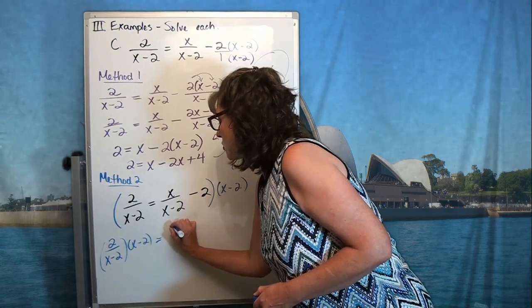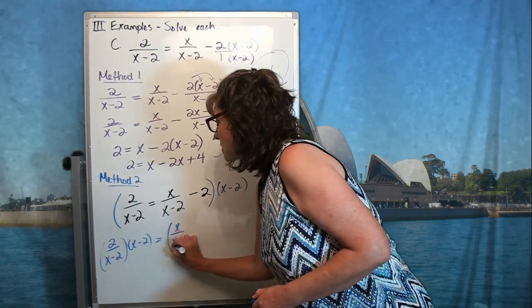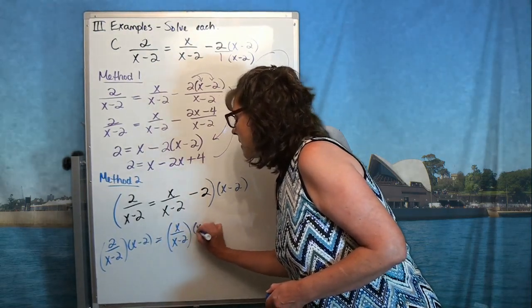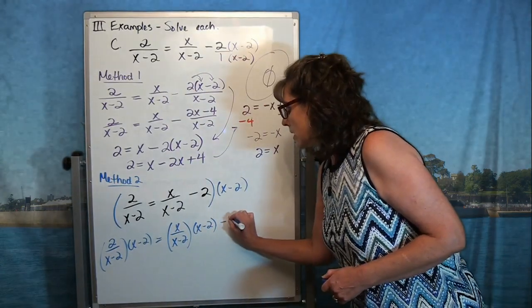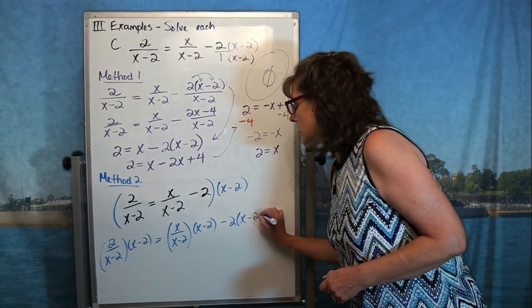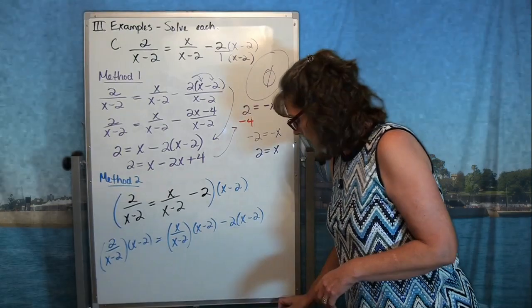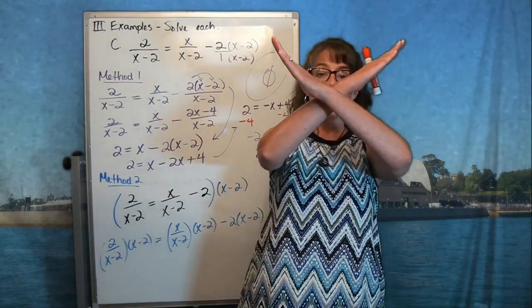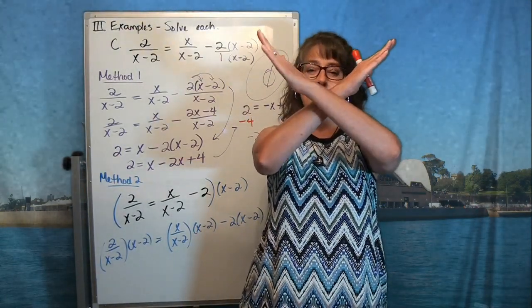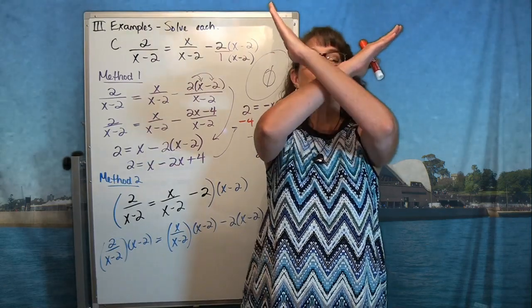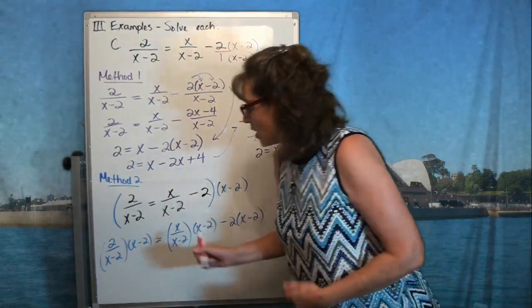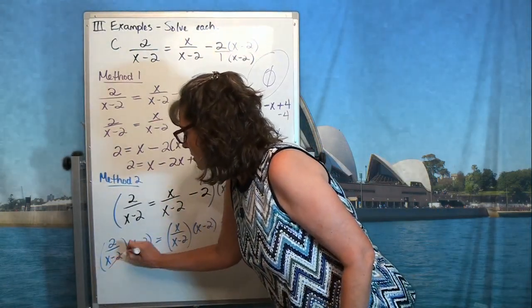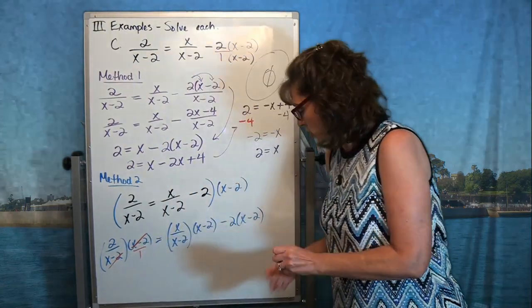I'm going to take this term here, x over x minus 2, multiply it by x minus 2, and I'm going to take my last term and multiply it by x minus 2. And the beauty, like we keep seeing, is whenever you multiply fractions, there's that stupid gang symbol again. You cannot escape it. You're going to cancel on those diagonals. So on this diagonal, the x minus 2's will cancel, and I'm left with just a 2.